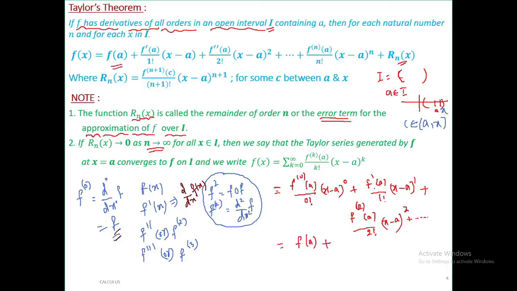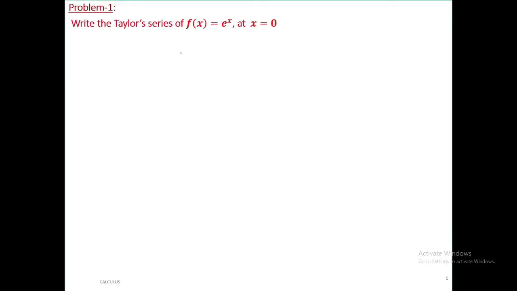But the second term, f dash a upon 1 factorial into x minus a whole to the power of 1. Similarly, plus the second derivative, and so on like this. So indirectly you are getting this series. Got it? Next, look at the Taylor series of the function f of x equals e power x at x is 0. I want the Taylor series for this.